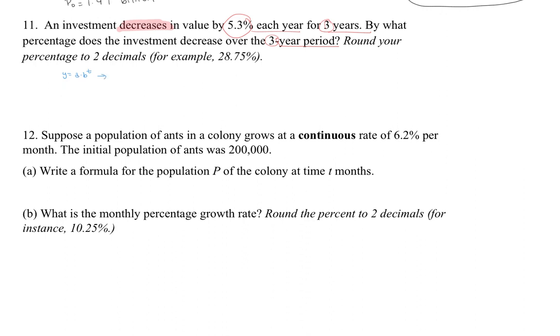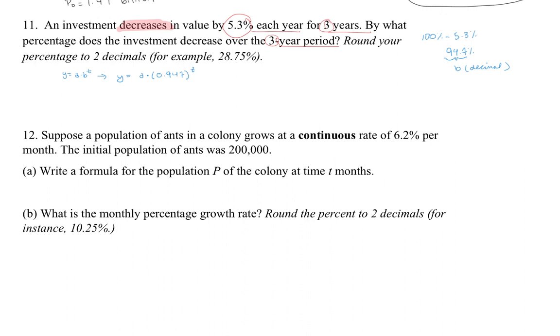So we know that this actually looks something like y equals some initial value times this decrease. So 100% minus 5.3% will give us 94.7%, which is essentially b as a decimal, would be 0.947, and this is per year, right?